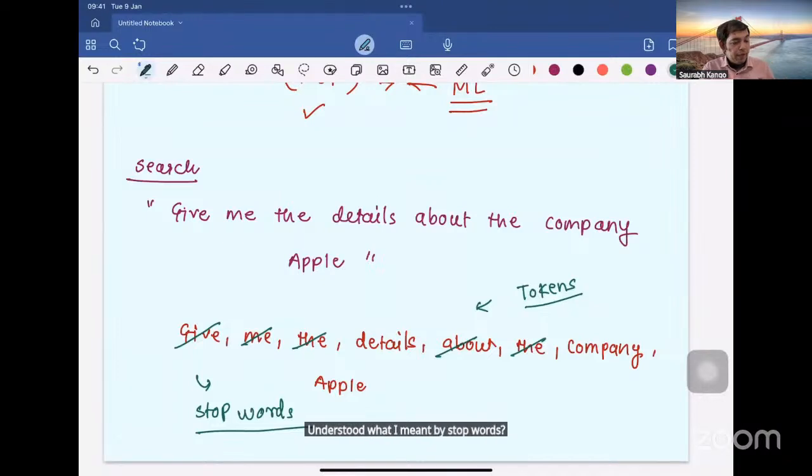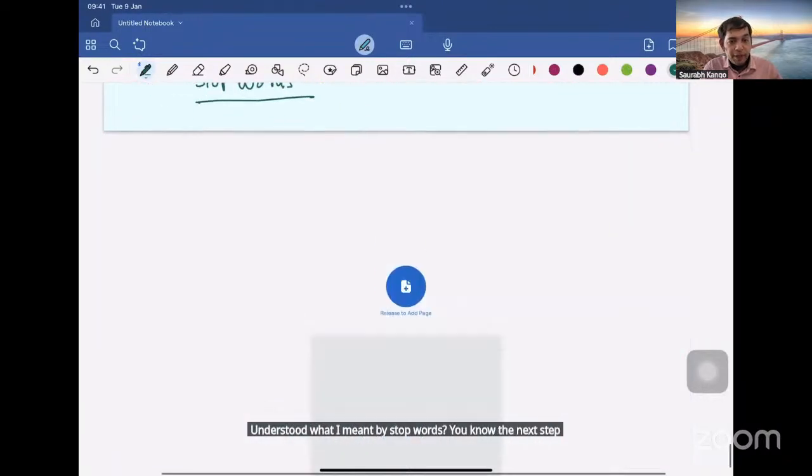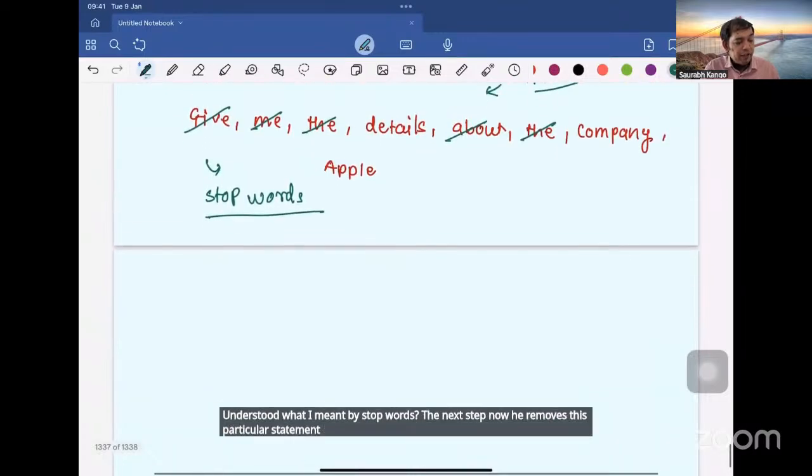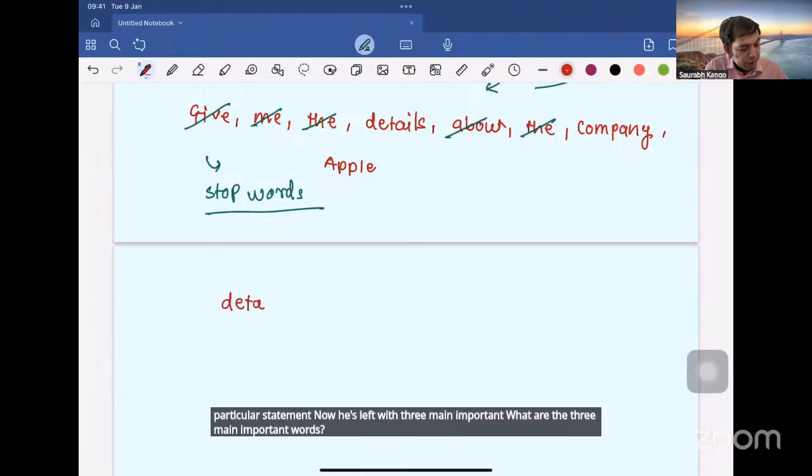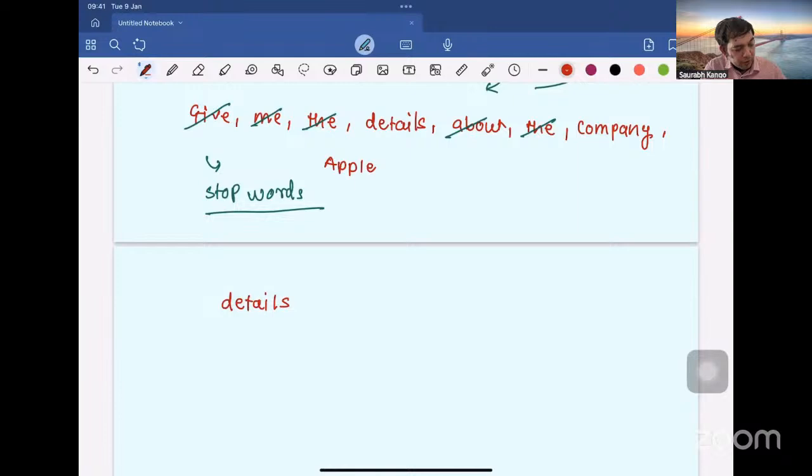The next step: now it removes these words from the statement. Now it's left with three main important words. What are the three main important words? Details, company, and Apple.